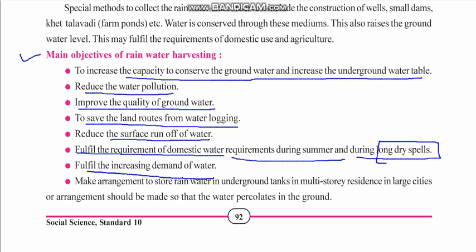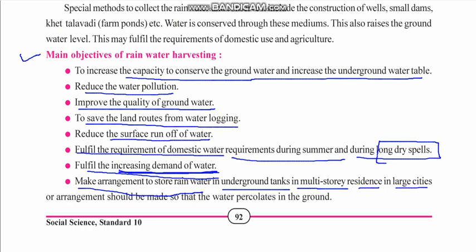Fulfill the increasing demand of water. This will always help in fulfilling the demand of water, which is increasing day by day. Making arrangements to store rainwater in underground tanks in multi-story residences and large areas. This happens in cities of Kerala. They've made it compulsory to build an underground storage tank for the conservation of water.